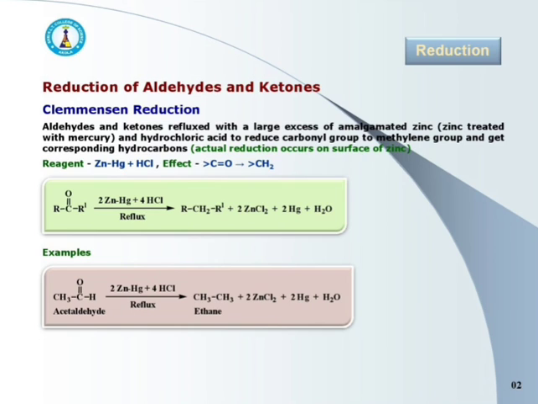Aldehydes and ketones, when refluxed with a large excess of amalgamated zinc, that is, zinc treated with mercury, and hydrochloric acid, the carbonyl group gets reduced to a methylene group to give the corresponding hydrocarbons. This is known as Clemmensen's reduction.